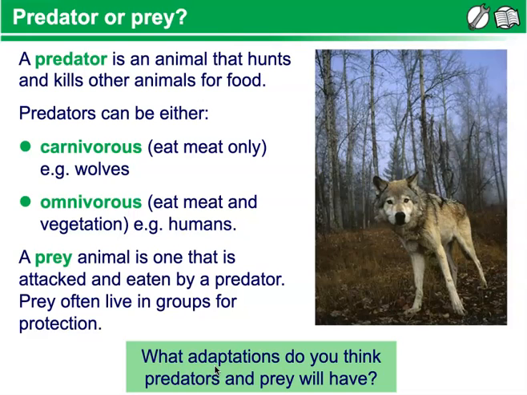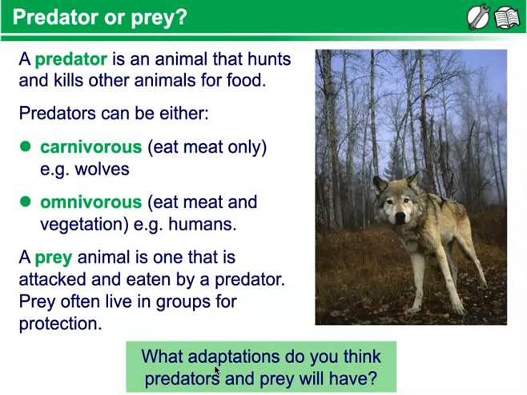So talking a little bit about predator and prey. A predator is an animal that hunts and kills other animals for food. They can either be carnivores or omnivores. As a reminder, carnivores are organisms that only eat meat. So for example, the wolf. Omnivores are organisms that eat meat and vegetation. We are an example of an omnivore.